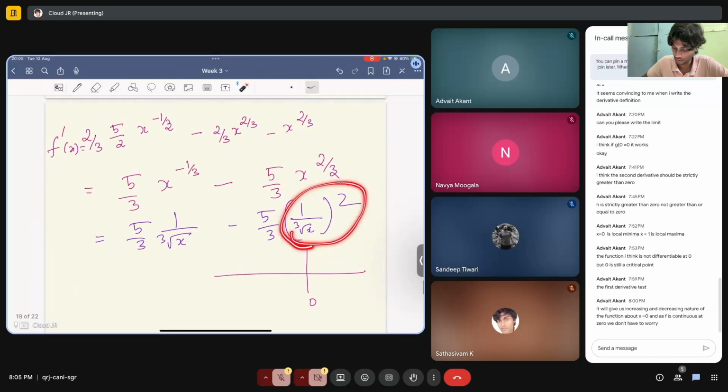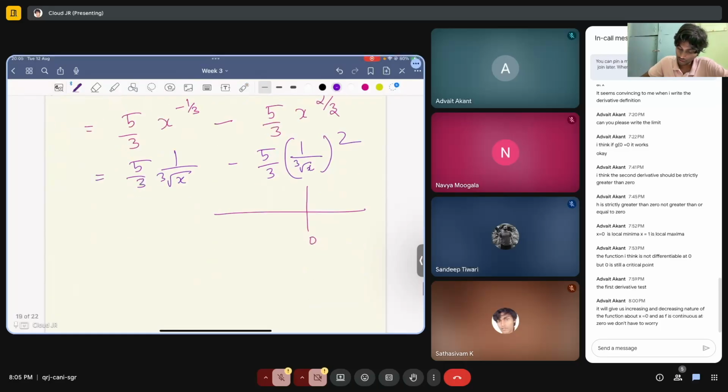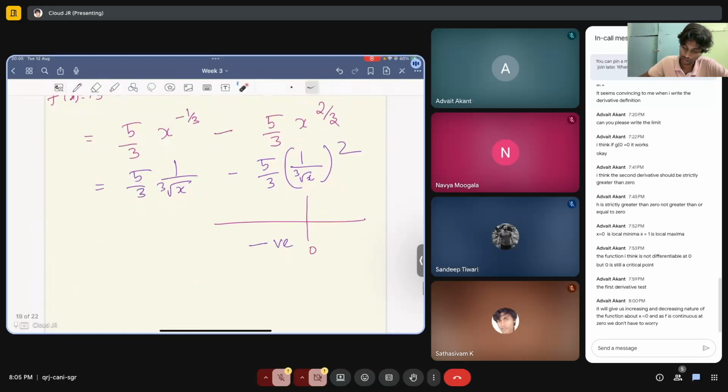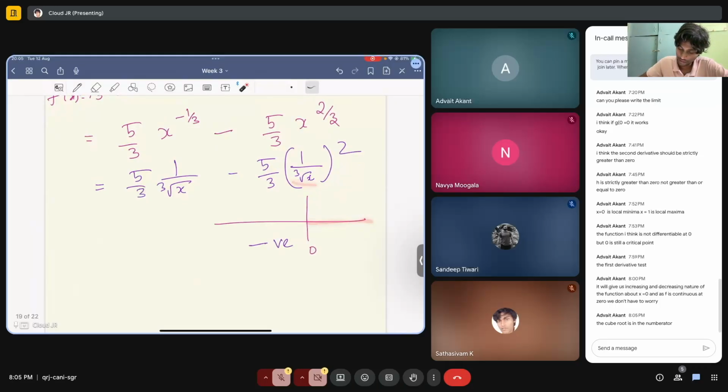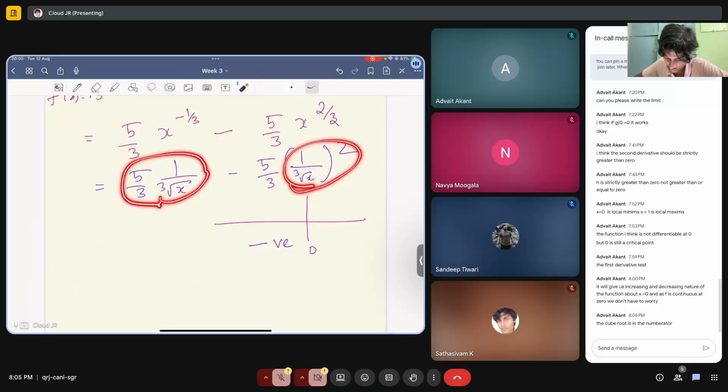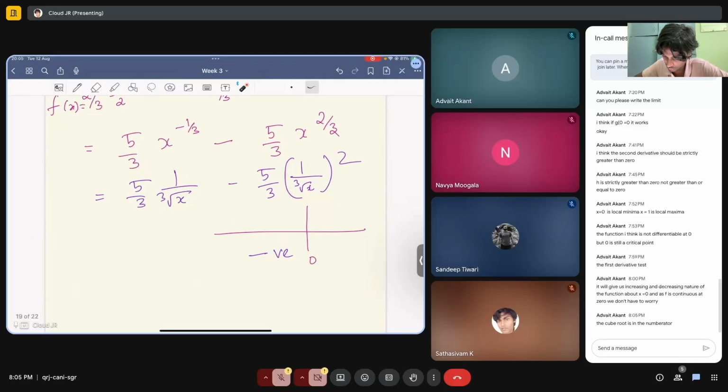This is a positive number. Whereas cube root of, whenever I look in this direction, this is a negative number. But when I take the square, it became positive number. So this whole is a negative number, and this is also a negative number. So in this part, your slope is negative, and you can check in this part, that is a positive number, and this is a positive number, but I have to subtract two positive numbers, so that I don't know what it is.